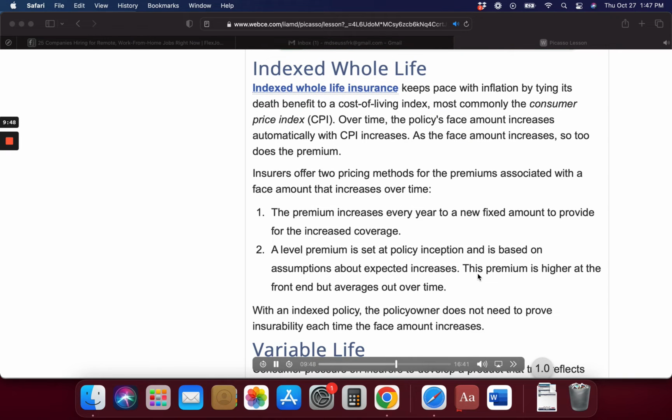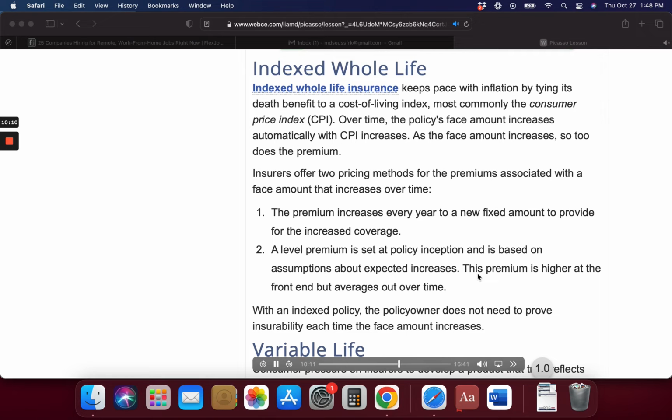Indexed whole life. Indexed whole life insurance keeps pace with inflation by tying its death benefit to a cost of living index, most commonly the Consumer Price Index, CPI. Over time, the policy's face amount increases automatically with CPI increases. As the face amount increases, so too does the premium.